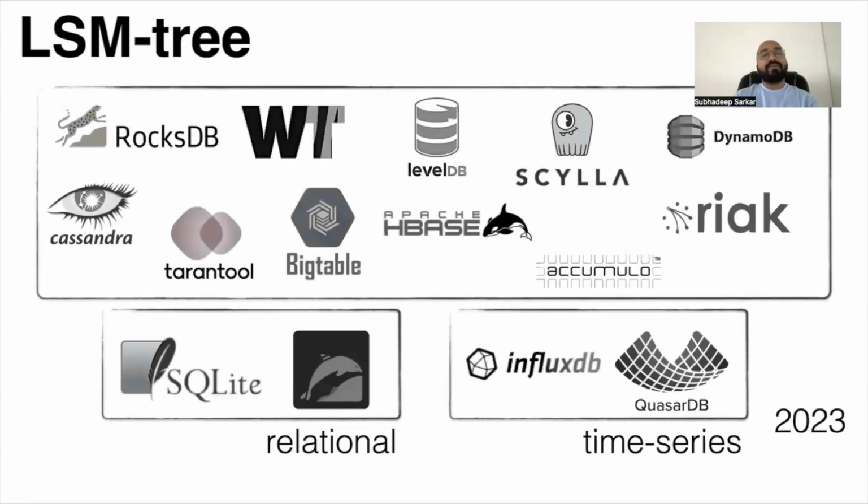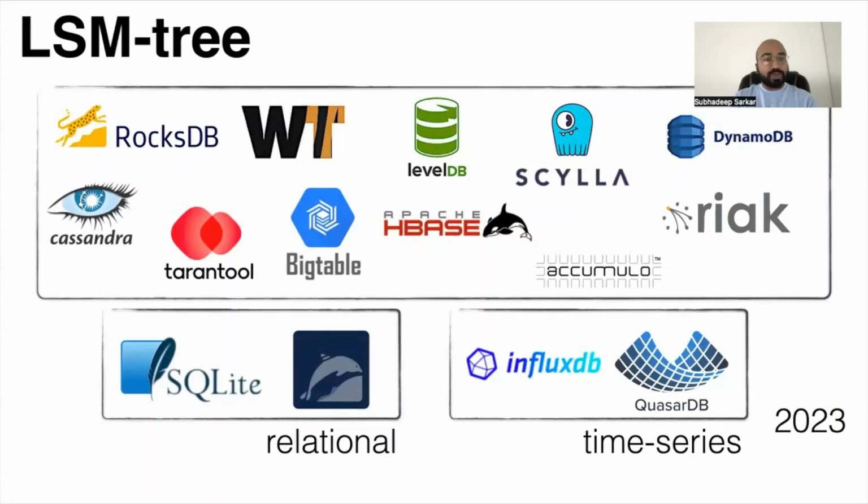So now we have LSM trees, or log-structured merge tree-based storage engines, that span across several NoSQL key-value stores like RocksDB, WiredTiger, Cassandra, LevelDB, and so on. You can even find LSM trees in the storage layer of several relational databases like SQLite, MyRocks, and also time series databases like InfluxDB and WasatDB.